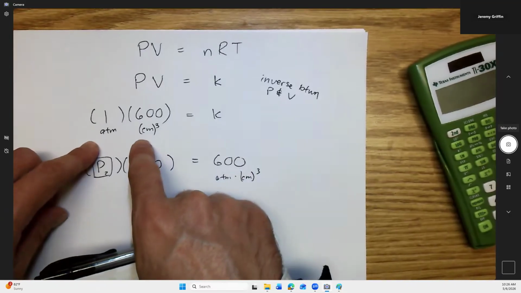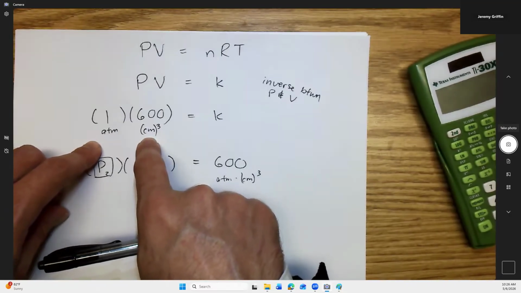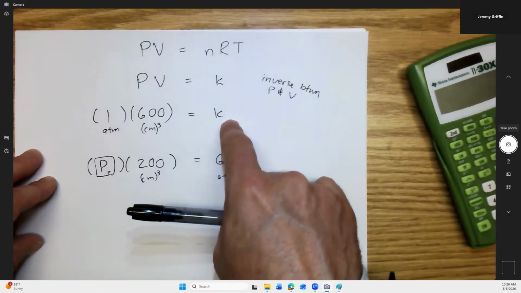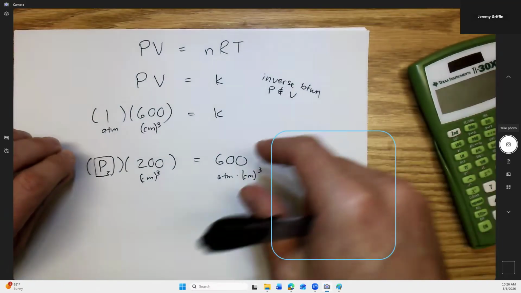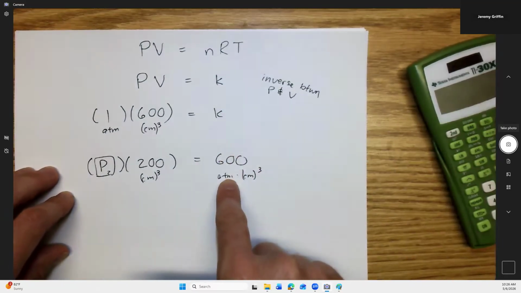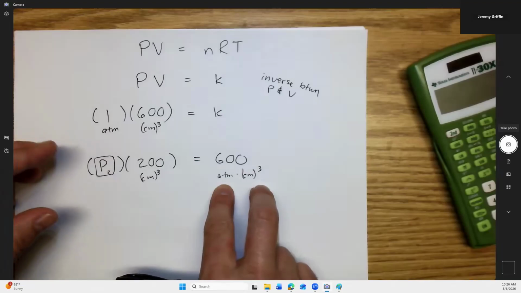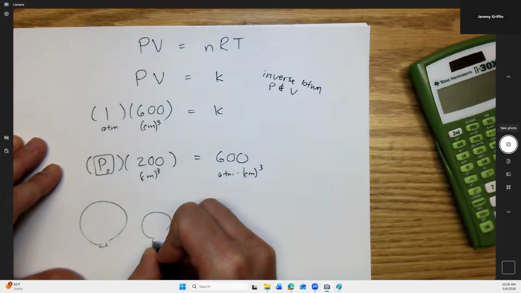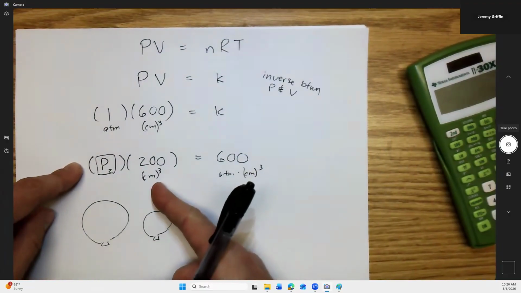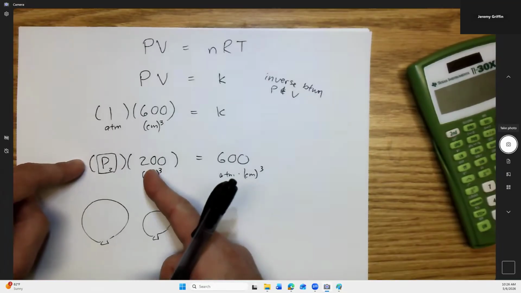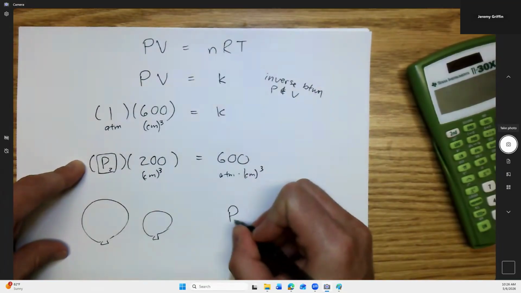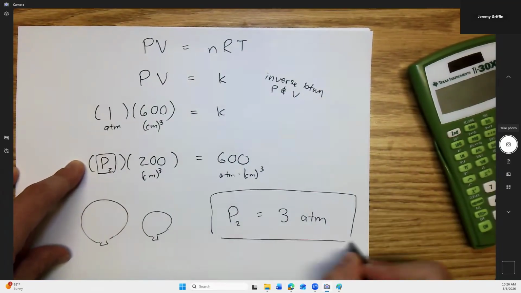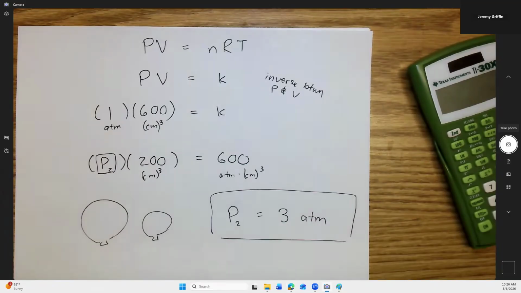Now, for 1 atmosphere and a volume of 600 cubic centimeters, the whole nRT, some constant, comes out to something. But since that's constant, that'll be true across scenarios. So now that 600 atmosphere cubic centimeters is going to apply to a new scenario. We're going to squeeze the balloon down to a third of its original volume, and that's going to set up a new pressure. So divide down the 200. I'm getting pressure 2 is 3, and then the unit that carries over is atmospheres, which was exactly what the correct answer was. 3 atmospheres.